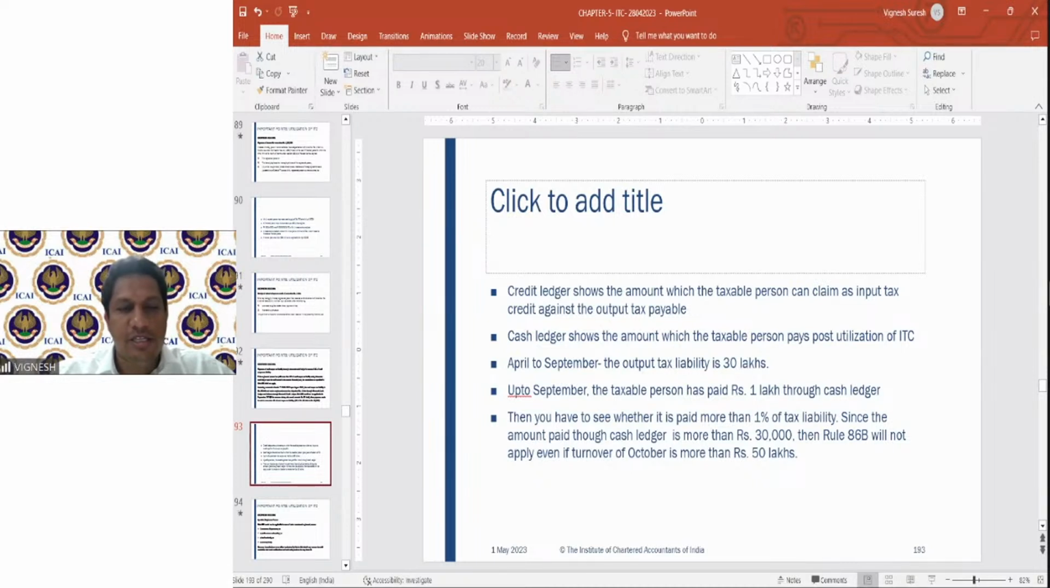How many of you have seen a GST portal? If you have gone and attended properly, you would have seen.